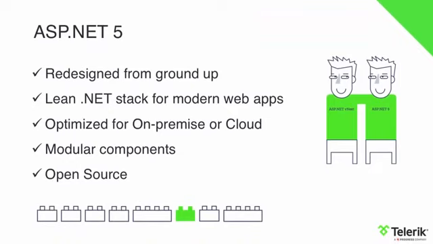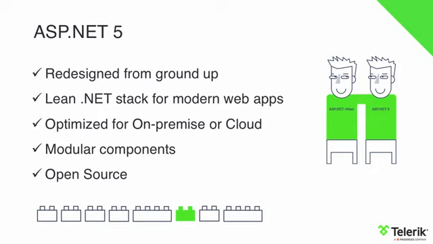So what is ASP.NET 5? Now you may have heard the term ASP.NET vNext. It really means one and the same thing, and ASP.NET 5 is the official name going forward. This is your beloved ASP.NET web development platform redesigned from ground up. It is a much more lean .NET stack meant for modern web applications, and it's made up of modular components that you get to pick and choose for your application. ASP.NET 5 is now optimized for whether you want to run your web applications on premises or in the cloud.